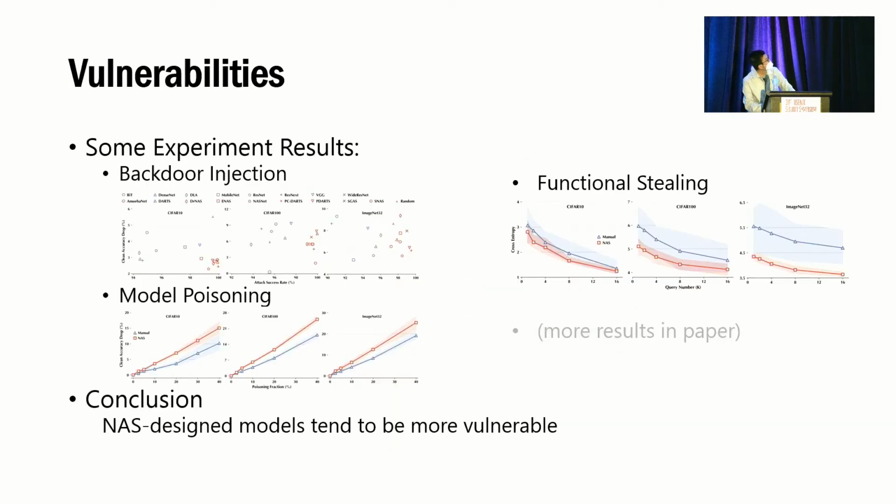So these are some key experimental results to reveal the vulnerability of AutoML models. We can easily tell that there is a clear gap between AutoML models and human-designed models, so we draw the conclusion that NAS-designed models tend to be more vulnerable.